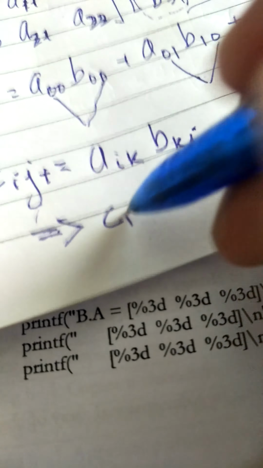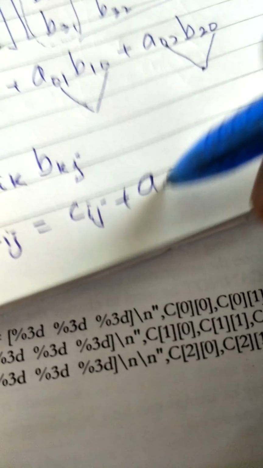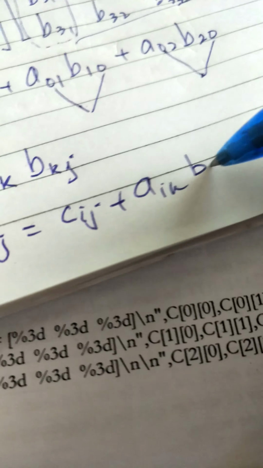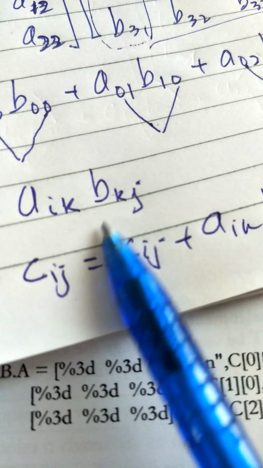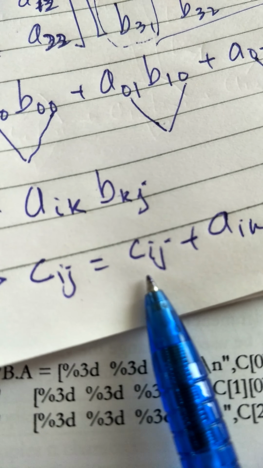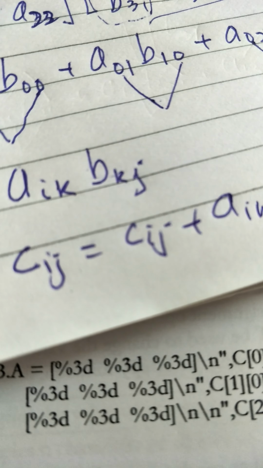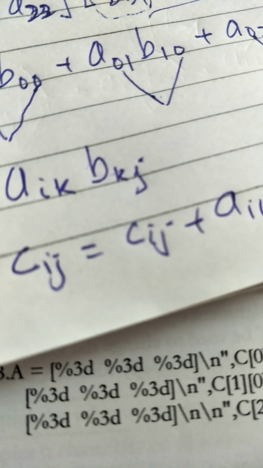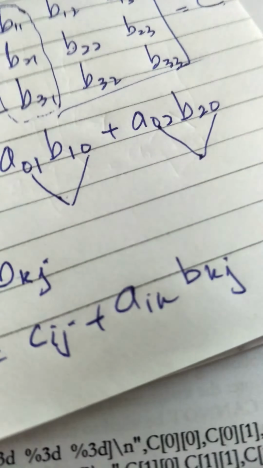So which means here that Cij is equal to Cij plus Aik Bkj. Since we have plus here, we need the initial value for Cij, which is 0. If you don't give the initial value, it might give you the wrong answer. You can try that. Okay, now let's go to your programming.